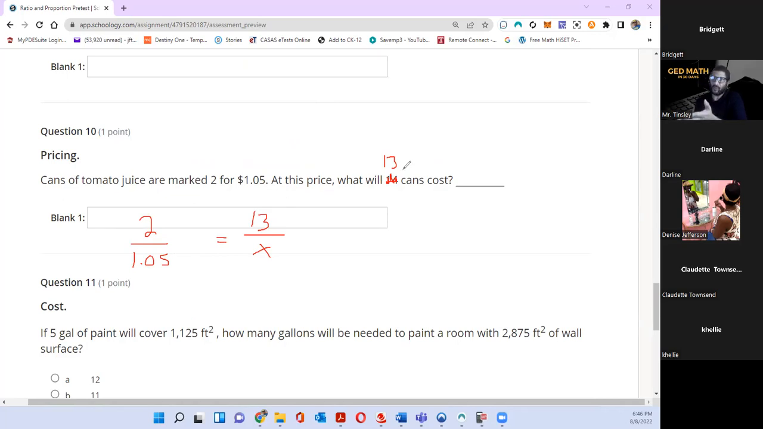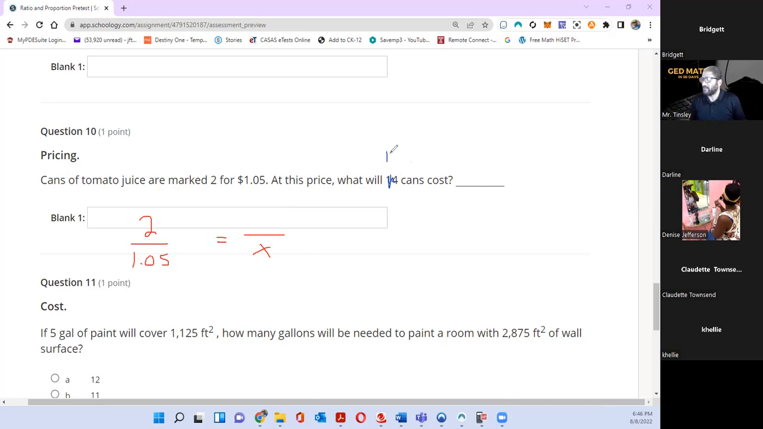Now, the original problem was 14. So if I solve the original problem, watch how easy this is. What do I have to multiply 2 by to get 14? 7. Whatever I do to the top, I do to the bottom. 7 times $1.05 is $7.35. I'm done. 15 seconds.